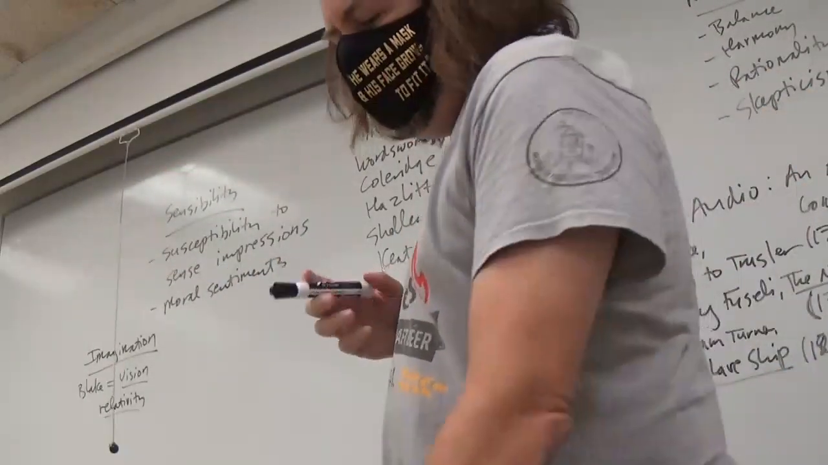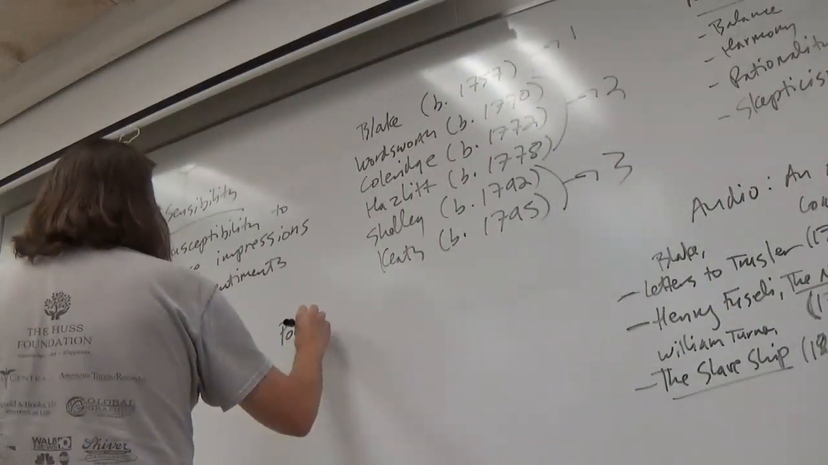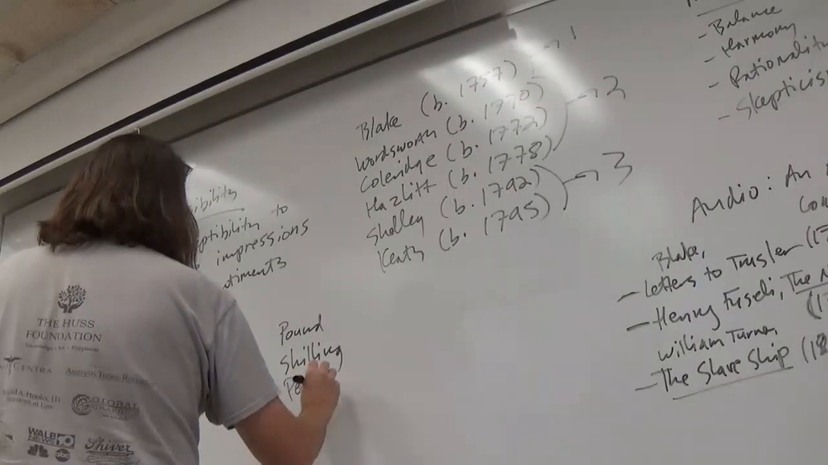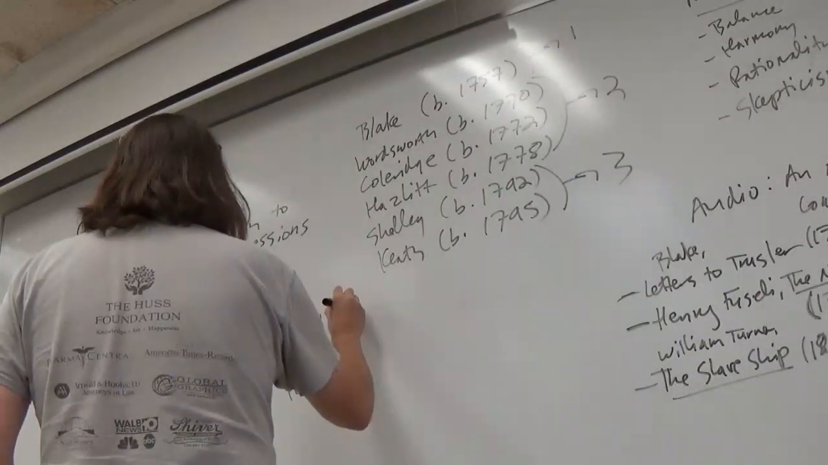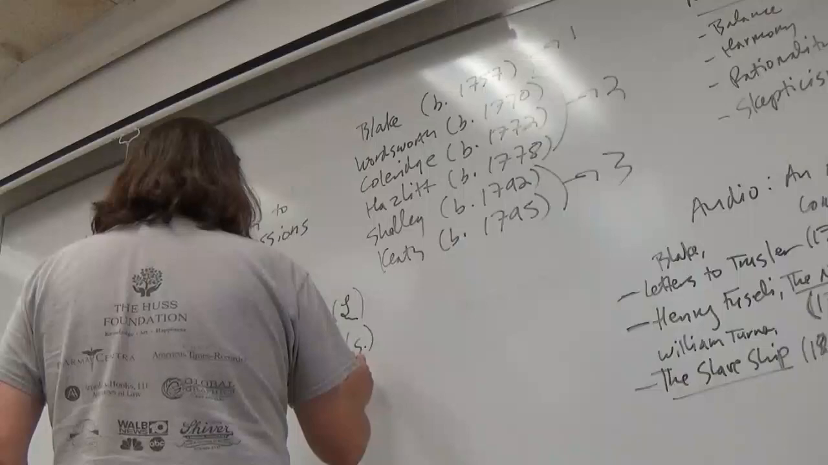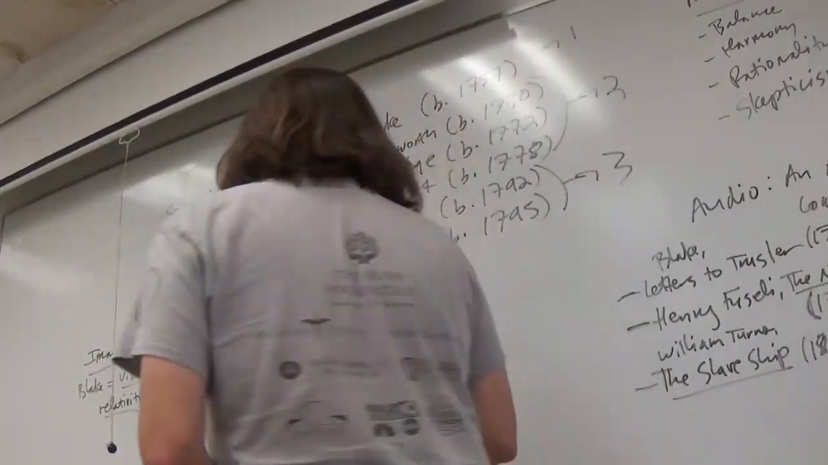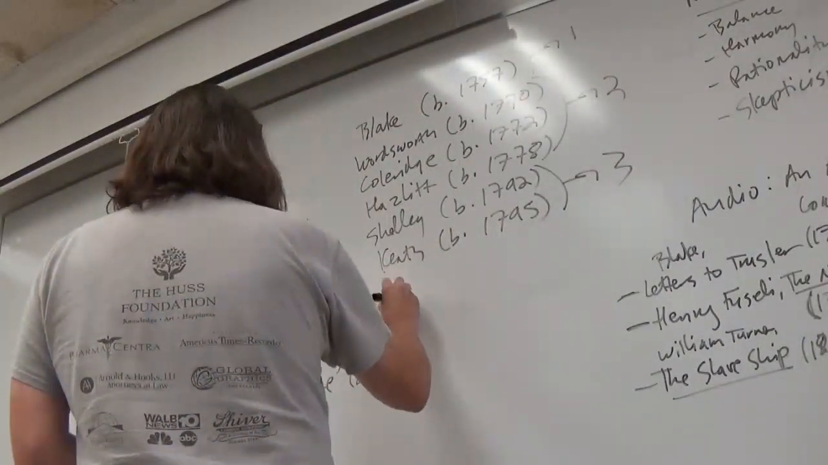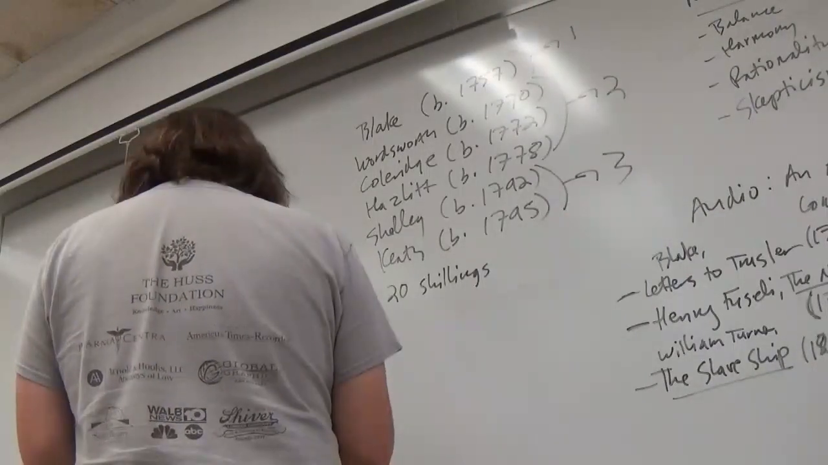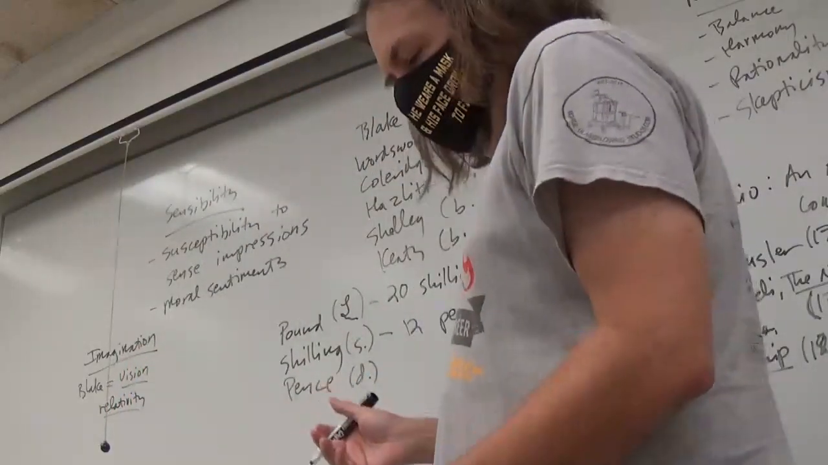So prior to 1971, the major units of currency were the pound, the shilling, and the pence. The pound is rendered by a kind of stylized L shape, a shilling by an S with a period, and pence by a D with a period. A pound is made up of 20 shillings. A shilling is made up of 12 pence.